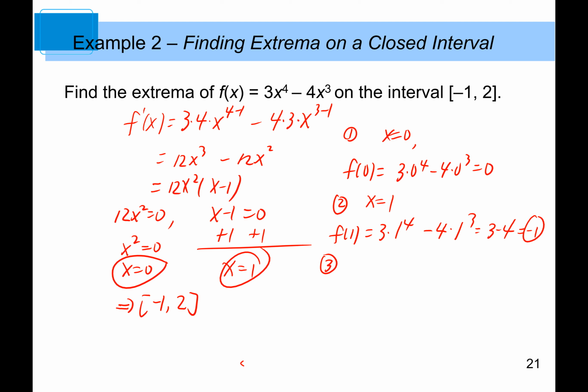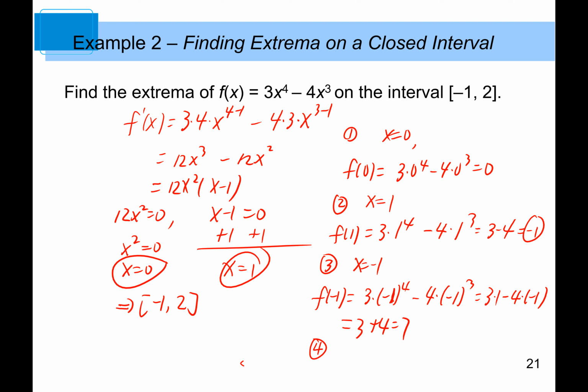Third one is the endpoint, right? The left endpoint, x equals -1. So f of -1 equals 3 times (-1) to the 4th minus 4 times (-1) to the 3rd. So here we have -1 to the 4th becomes 1, -1 to the 3rd becomes -1. Now we have 3, minus 4 times -1 becomes plus 4, 7. Okay, the last one we're going to check the right endpoint, x equals 2. f of 2 equals 3 times 2 to the 4th minus 4 times 2 to the 3rd. Which is 3 times 16 minus 4 times 8. So it's 48 minus 32, which gives us 16.